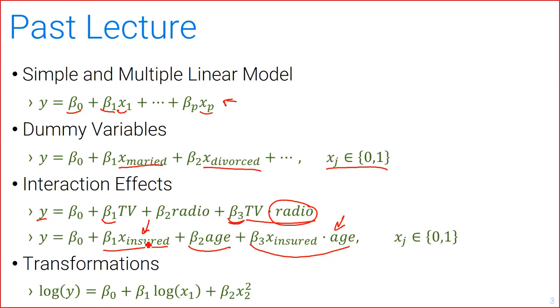And finally, we talked a little bit about transformations and how things like this are still a linear model. Because again, the important part is that the terms of the model, so this is one term, two terms, three terms, four terms, are all linearly related, and each of them has a coefficient. So this is still a linear model.